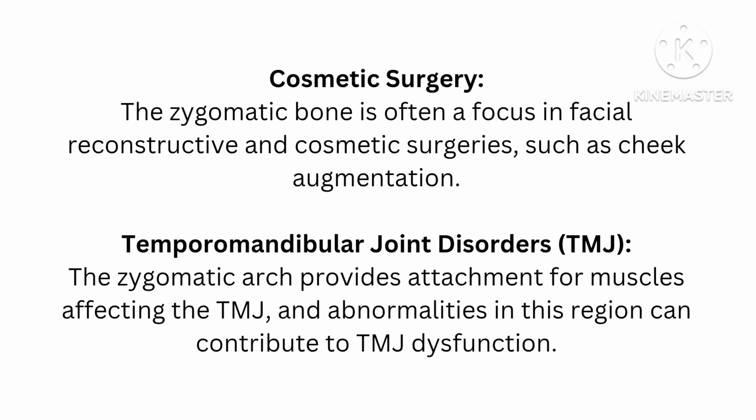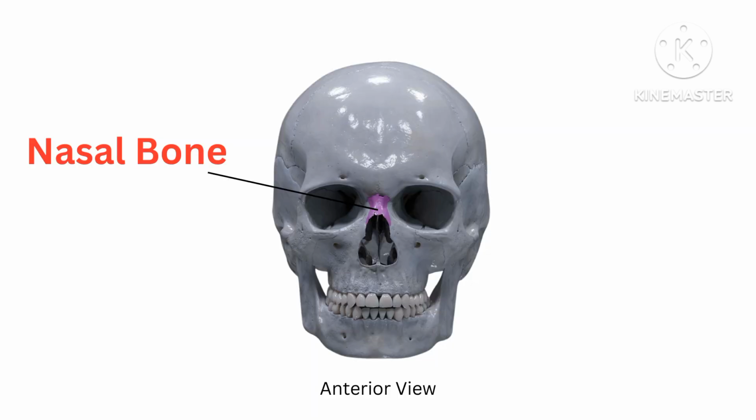Temporomandibular joint disorders. The zygomatic arch provides attachment for muscles affecting the TMJ, and abnormalities in this region can contribute to TMJ dysfunction. That's the end of zygomatic bone anatomy. Now it's time to discuss nasal bone anatomy.